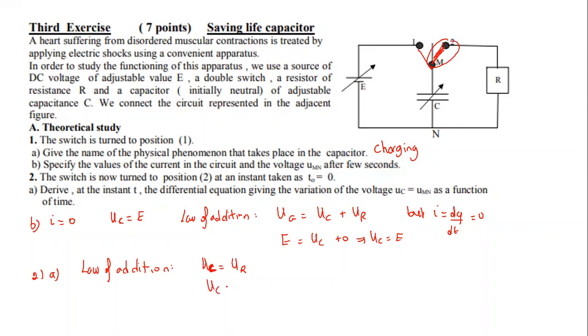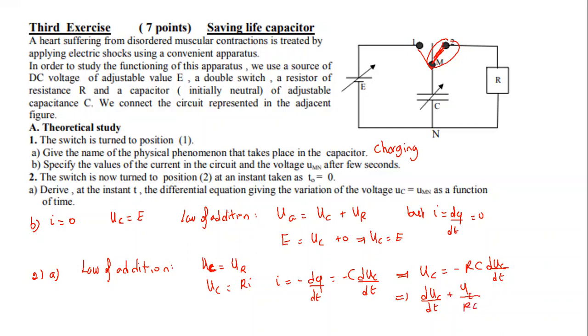So U of the capacitor equals R times I, where I is minus dQ over dt, meaning minus C duC over dt. By substitution, in this case U of the capacitor equals minus RC duC over dt. We bring it to this side, and then divide by RC. So we get duC over dt plus UC over RC equals 0. This will be the differential equation.